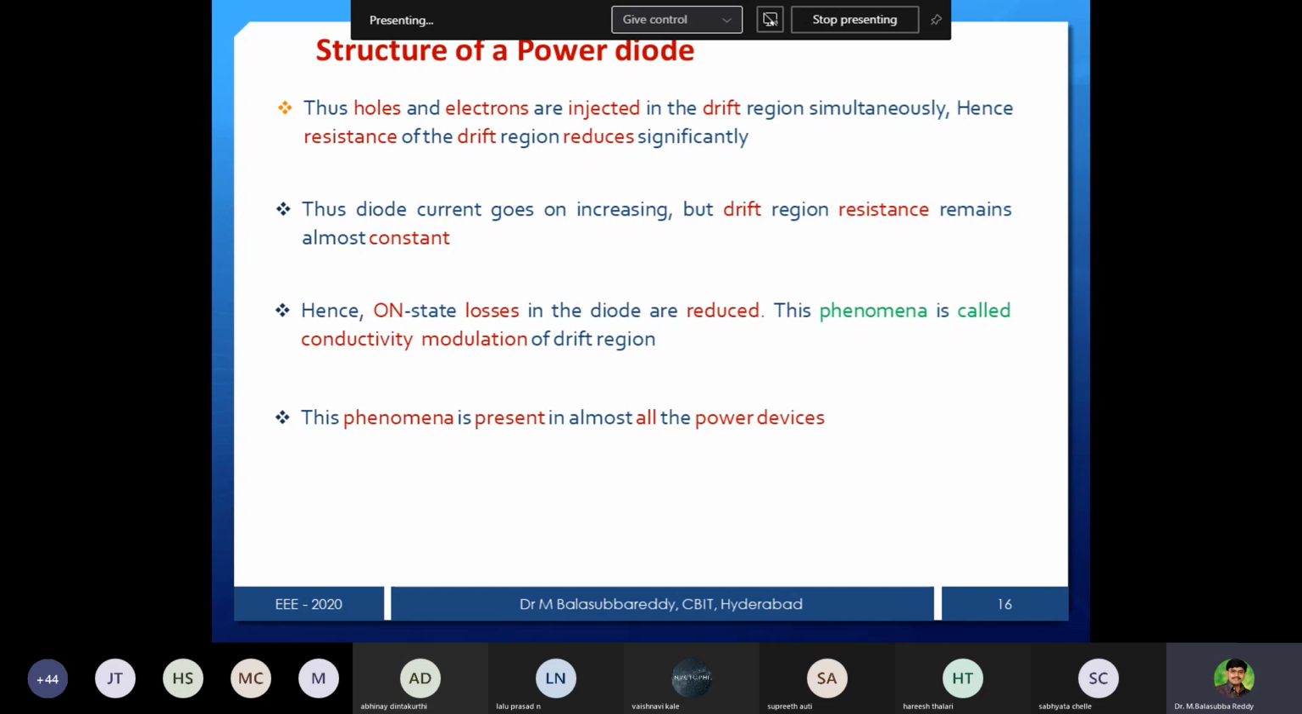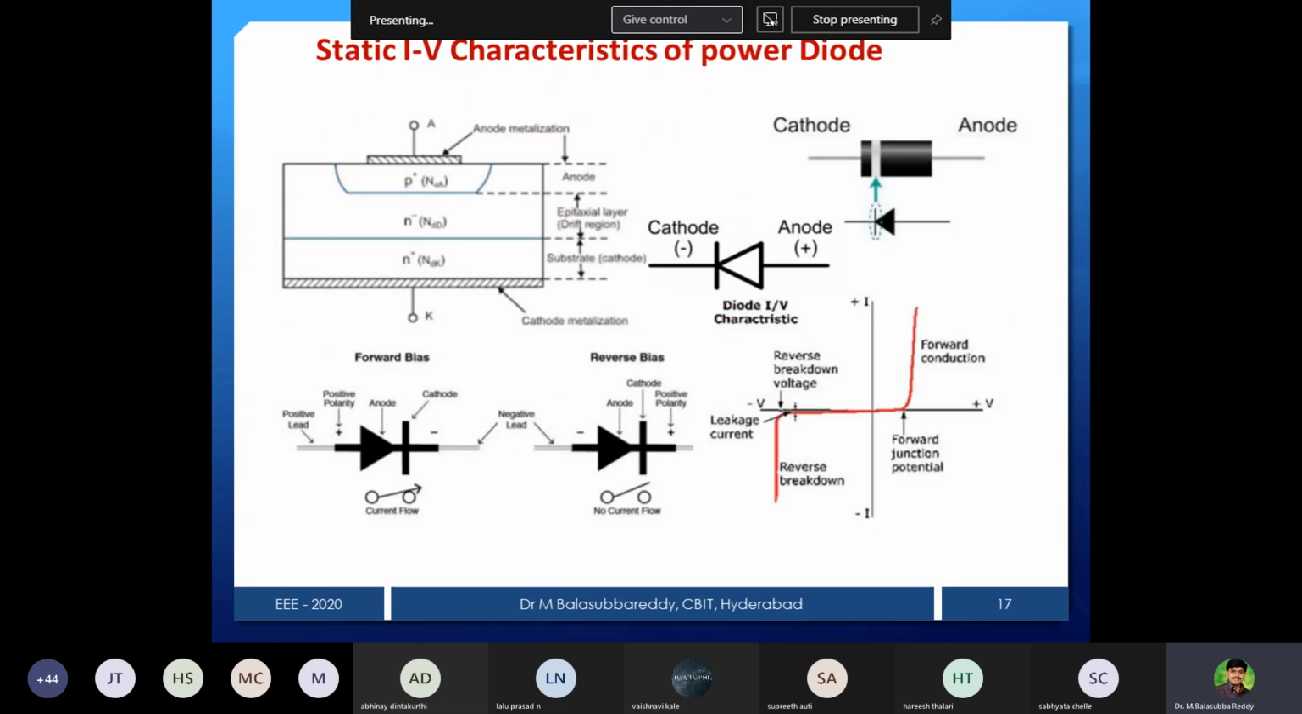This phenomenon is present in almost all the power devices, whether you go for the power BJT, power MOSFET, or power IGBT. You can make use of this phenomenon to reduce the drift region resistance. This phenomenon is present in BJT as well as MOSFET, IGBT and others. So this is the VI characteristics of a power diode.